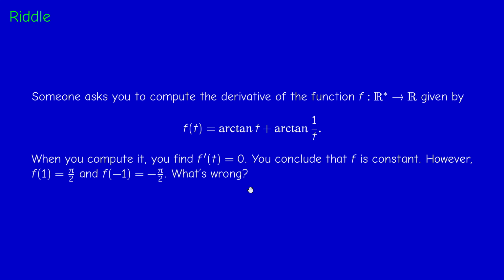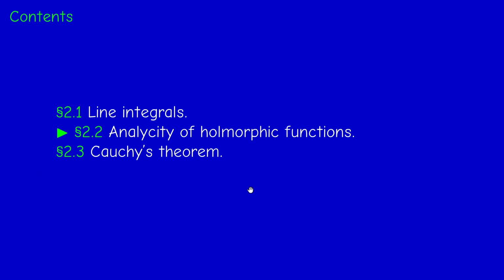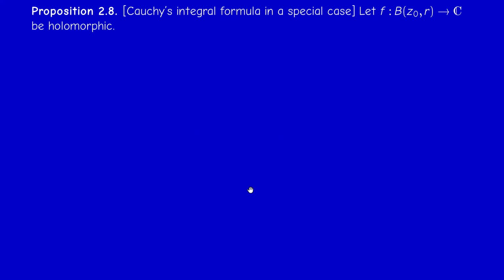Okay, now let us go back to section 2.2, and the main result of this video is to prove that a holomorphic function on an open set is analytic. So the key ingredient is actually a particular version of Cauchy's integral formula, in a special case. We shall prove later in the next section a more general formula, but this formula is enough for us.